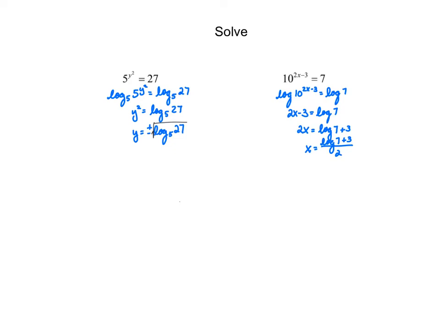So you'll remember that log base 10 can be written as log with no base written. It's understood that that's log base 10. If I take log base 10 of both sides, I get my exponent out. That's equal to log of 7. Now I solve for x. I add 3 to both sides, and I divide by 2.